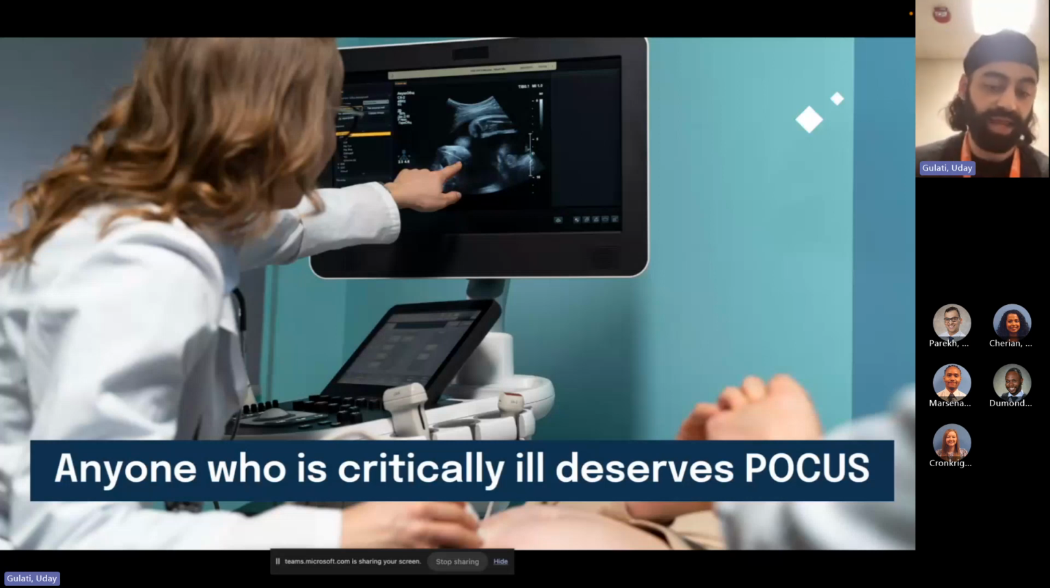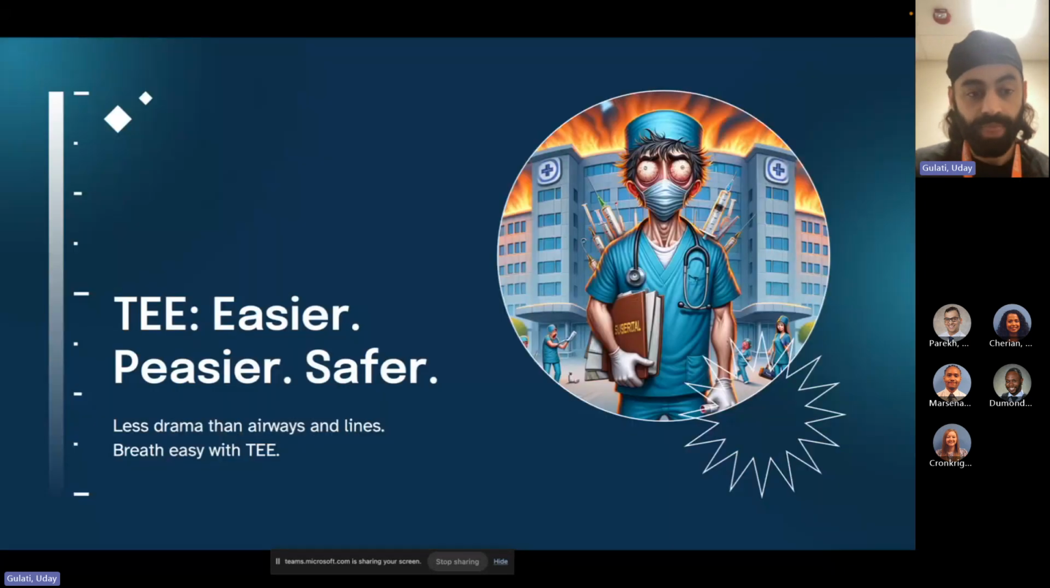So if we go with the idea that anyone who is critically ill deserves focus, then anyone who is critically ill should be able to get a TEE if it is warranted, especially considering that, in my opinion, it is far easier to manipulate, far easier to visualize, and hopefully far easier to learn than transthoracic echo.